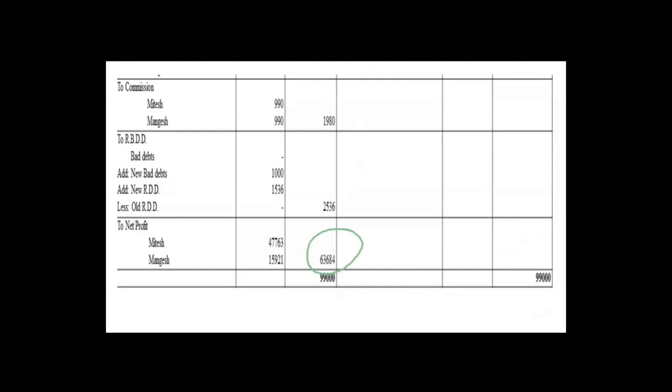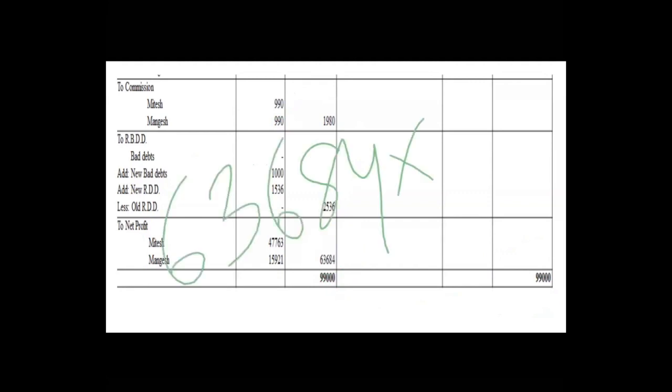How much did we get? 63,684. Then you are going to divide this amount between Mitesh and Mangesh as per the ratio which is given. So what ratio is given? 3:1. Okay. So whatever amount is there, 63,684, first you will find the amount, so it will be into 3/4. Okay, where did the 4 come from? 3:1 was said, which means 3 plus 1 is equal to 4.